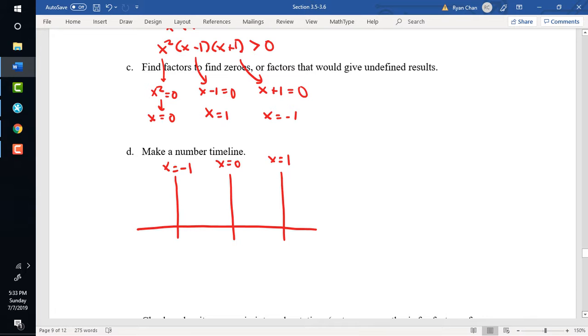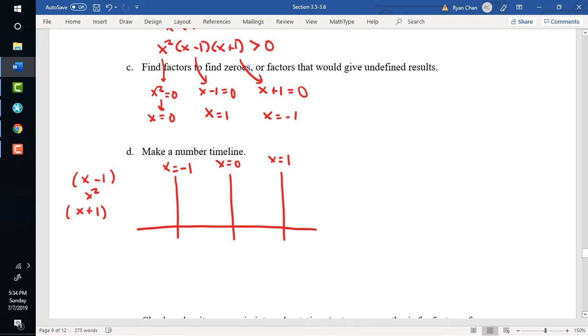So I have these 4 spaces. And I'm going to write all my factors out to the left. So I have x minus 1, x squared, x plus 1 here. Okay? So let's talk about this right here. What I'm actually going to do is plug in numbers that fall within these number lines. Okay?